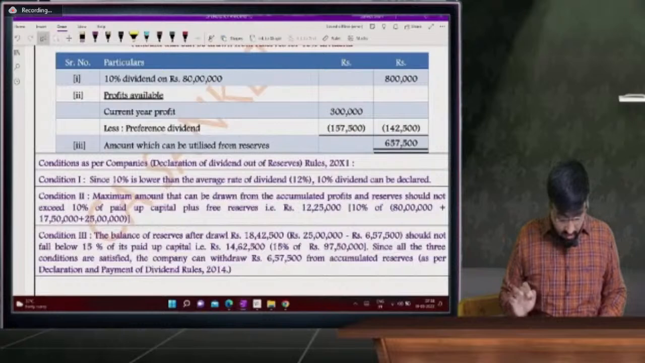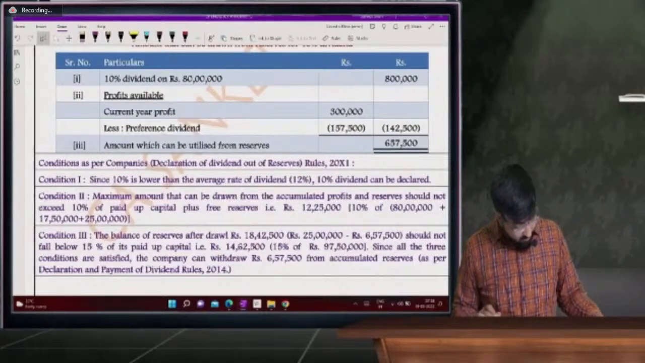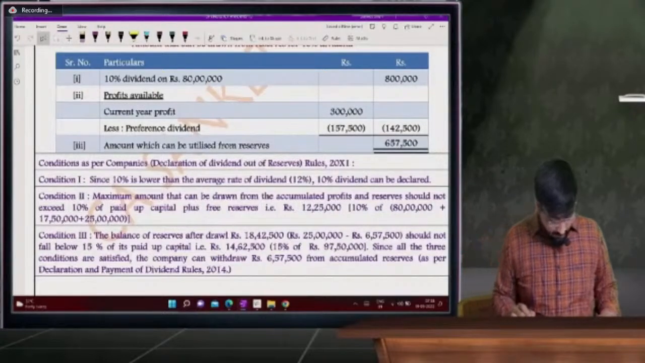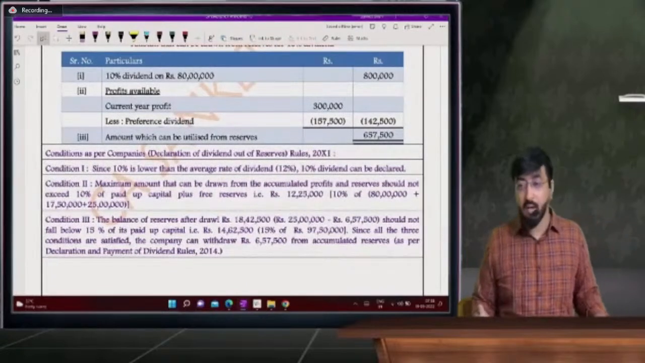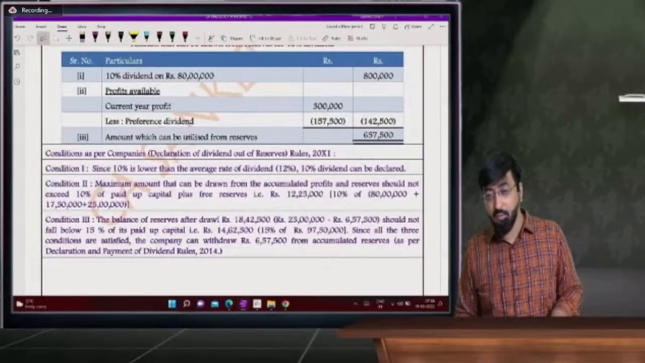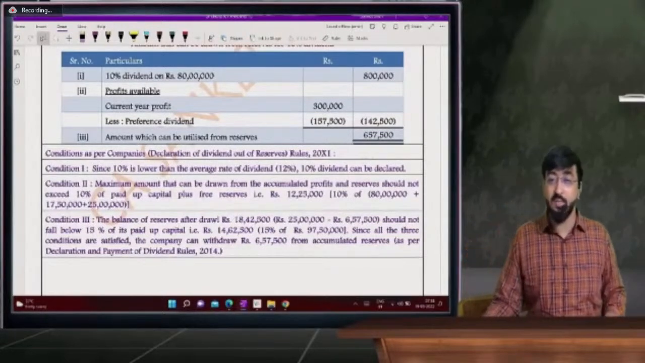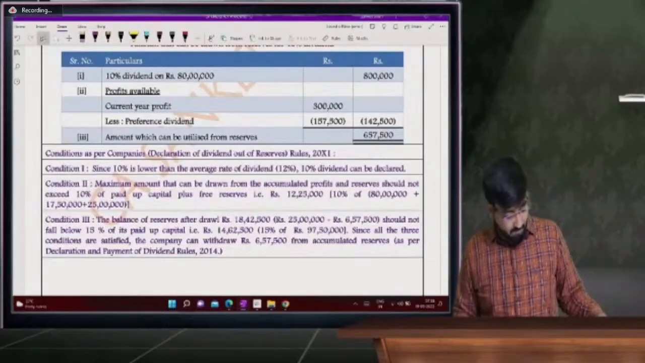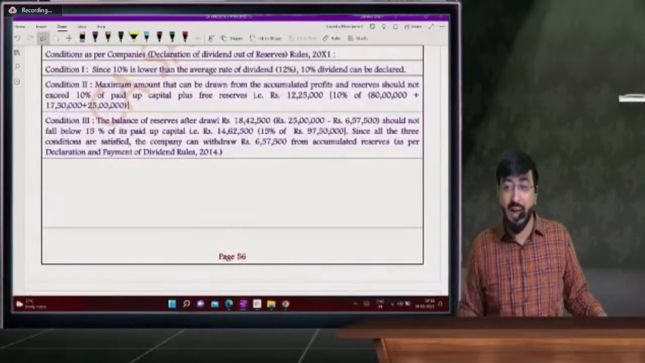Mr. Suryaji, third condition is very easy. After withdrawal, 15% must be balanced in your reserves and surplus. Sorry, 15% of the paid up capital is a balance in your general reserve.